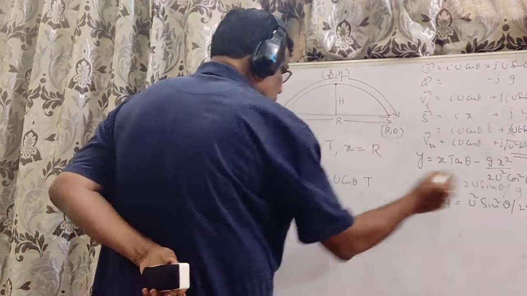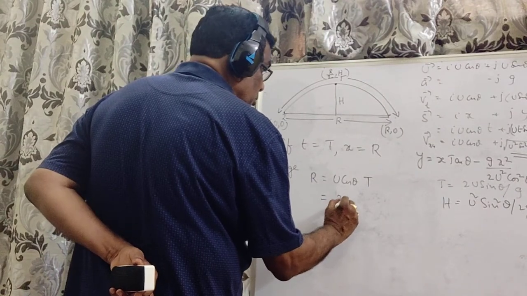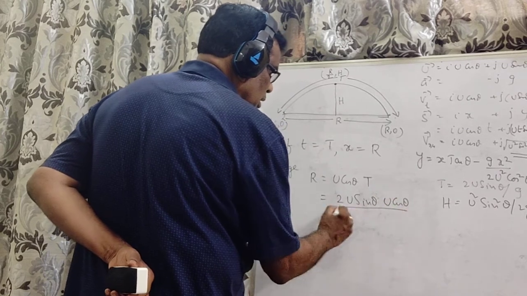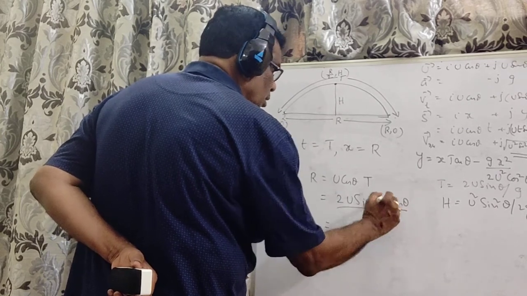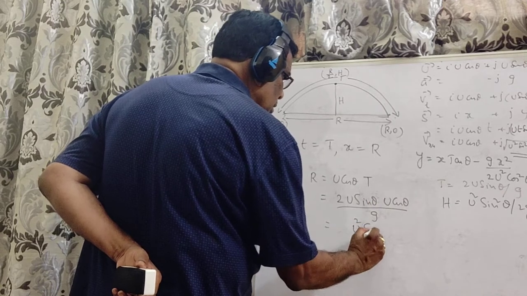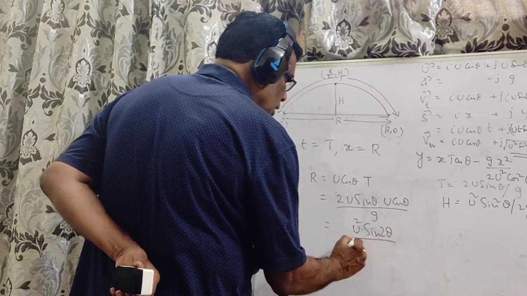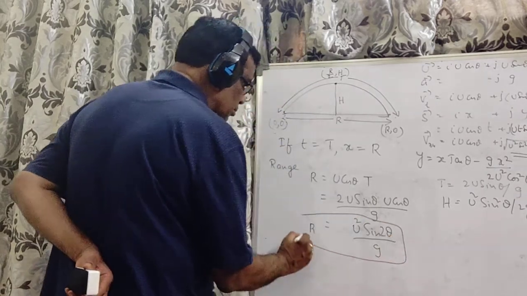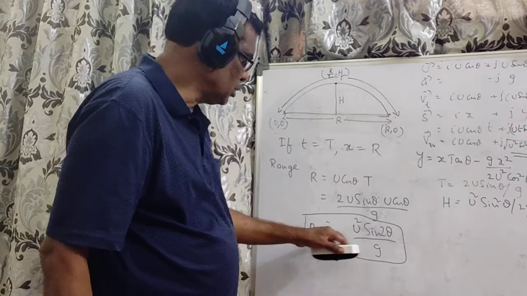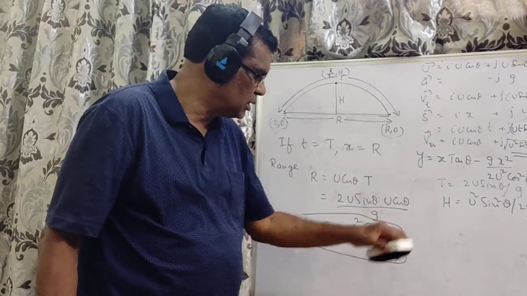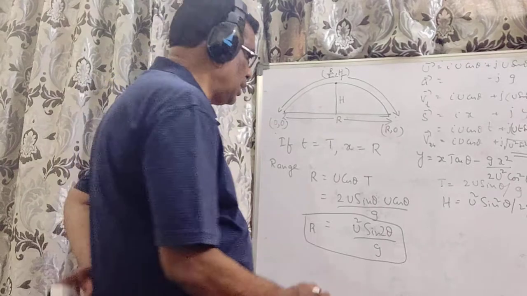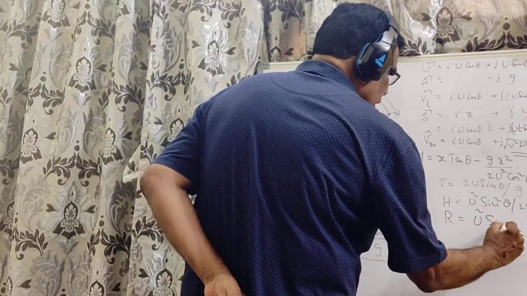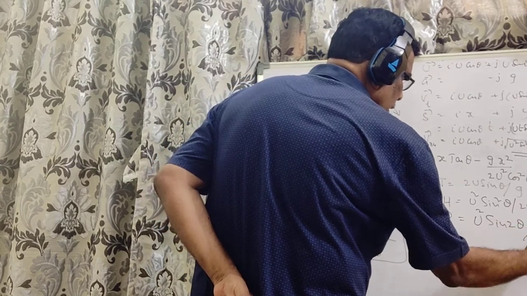In this case, t is this. So I substitute 2u sin theta, u cos theta by g, or u square sin 2 theta by g. R is equal to u square sin 2 theta by g, because 2 sin theta cos theta is sin 2 theta. I have made use of that trigonometric identity. So I am writing that also here.